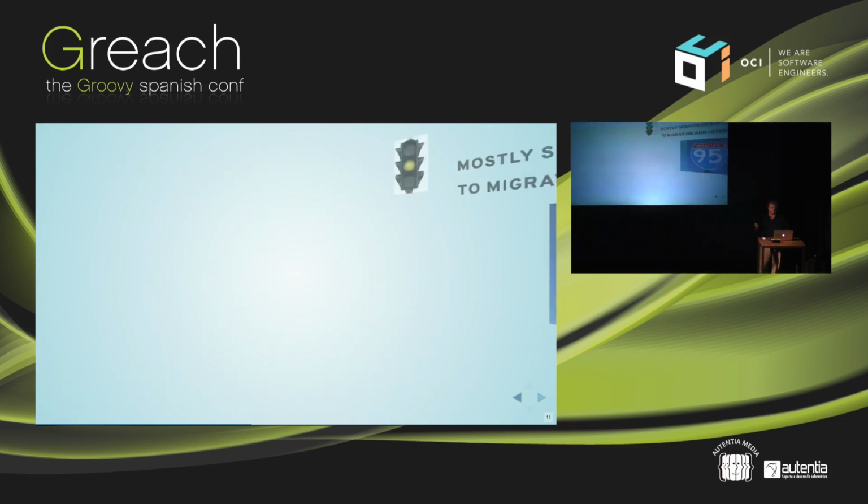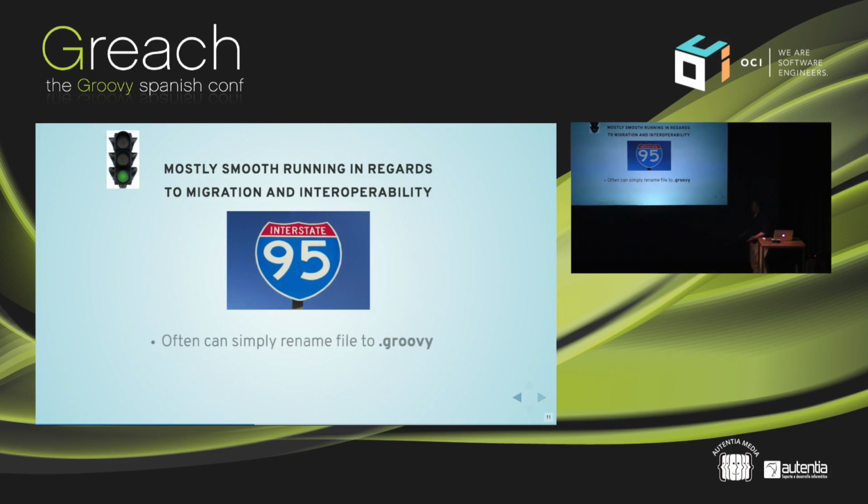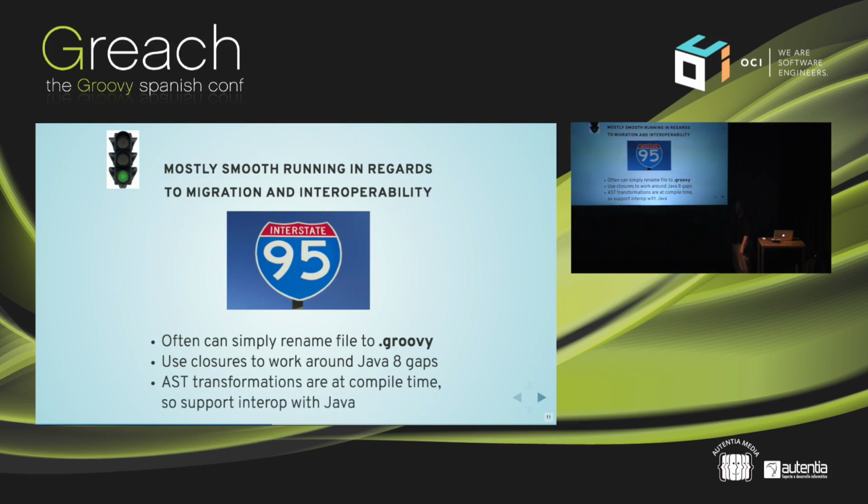So it works. Now it's mostly smooth running, as I said. We often rename the file to Groovy. We have some workarounds. We can use closures to work around the Java 8 gaps that currently exist. The other thing that we can do is we can use AST transformations. AST is abstract syntax tree. We can use these transformations and they affect our code at compile time. So whatever changes they make happen at compile time, and so this supports interop with Java.